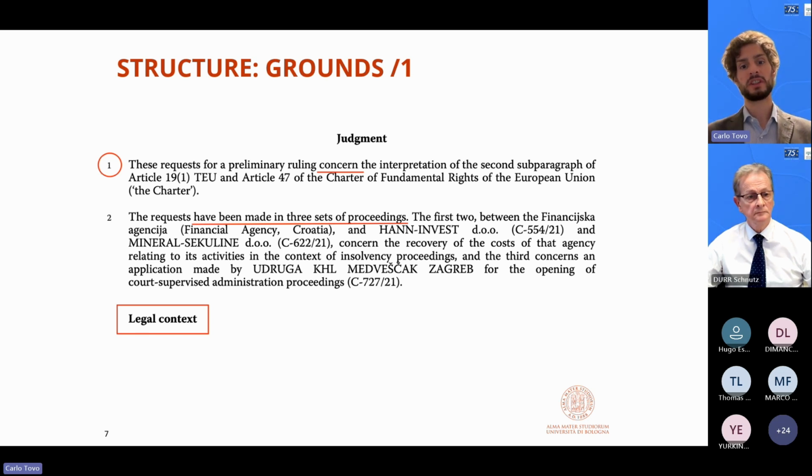Then there is the first section of the second part of the court decision, which is the legal context. There you can find, in order, international law, EU law, and national law provisions, remembering that only the provisions that are referred to in the grounds of the decision are cited here. All and only the provisions that are quoted by the court are cited in the legal context section.